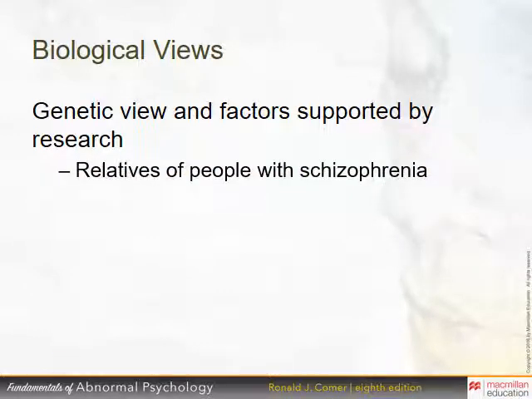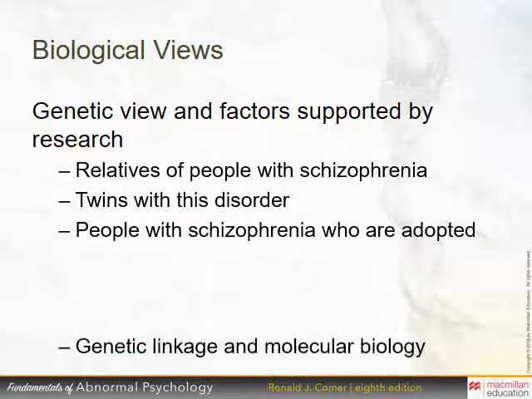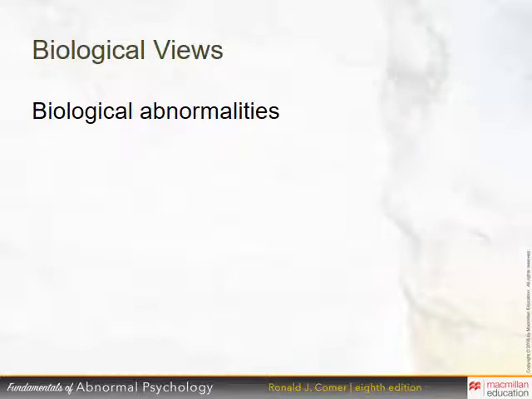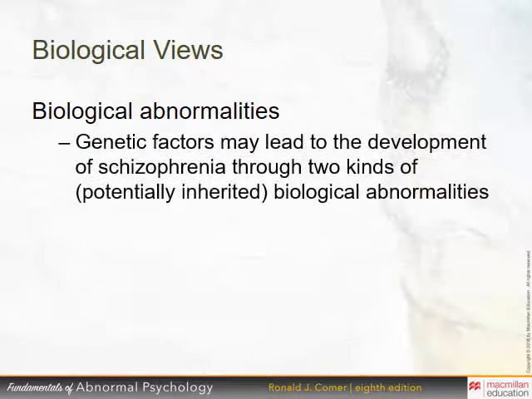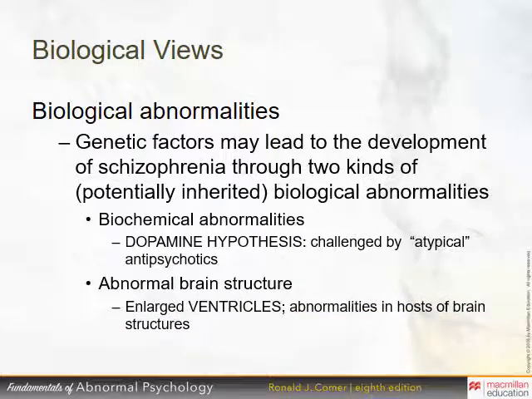Some genetic views and factors are supported by research. Relatives of people with schizophrenia are more likely to have also had schizophrenia. Twins tend to be more likely to have the disorder than siblings who are not fraternal twins, or identical twins. People with schizophrenia who are adopted are more likely to have biological relatives with schizophrenia. And then there's a genetic linkage in molecular biology that's explored as well. Some of those biological abnormalities include genetic factors that can lead to the development of schizophrenia through two kinds of potentially inherited biological abnormalities. Those are biochemical abnormalities and abnormal brain structure.